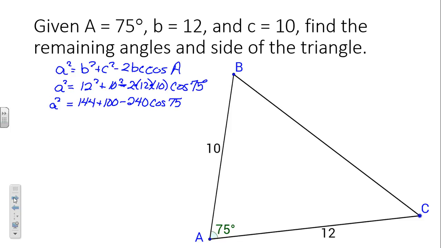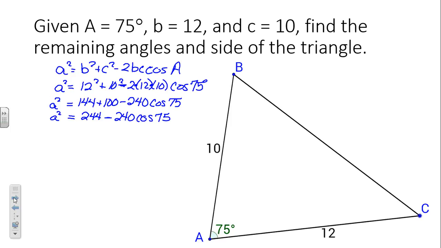So combine our like terms again, right? So 144 plus 100 is 244. And so we're taking that 244 minus, and don't take away the 240 and call it 4 times the cosine of 75. It's the 240 times the cosine of 75 that has to happen next.